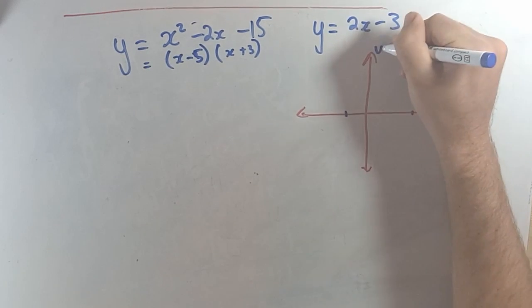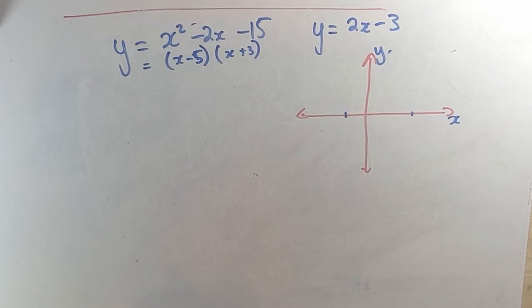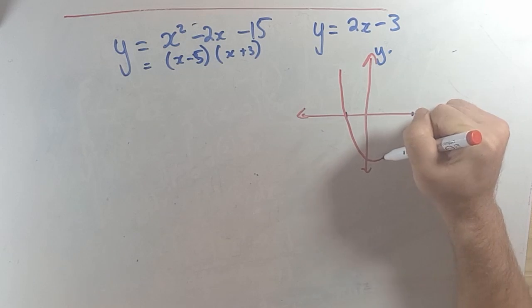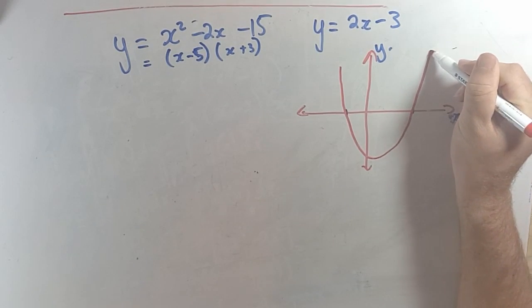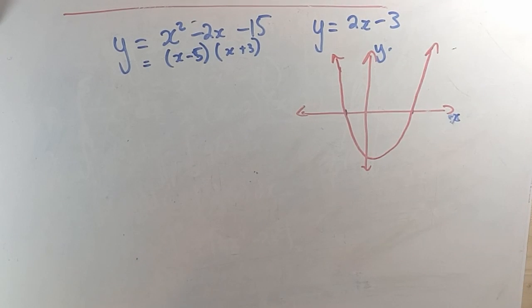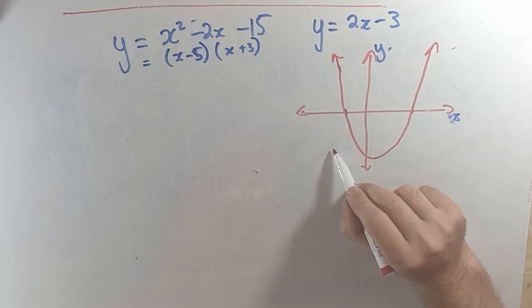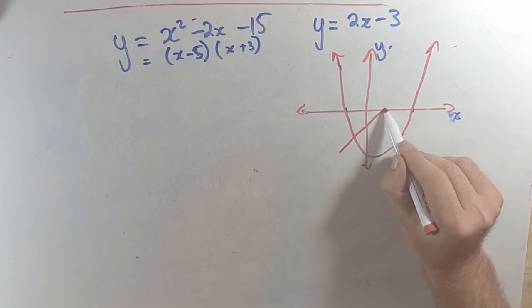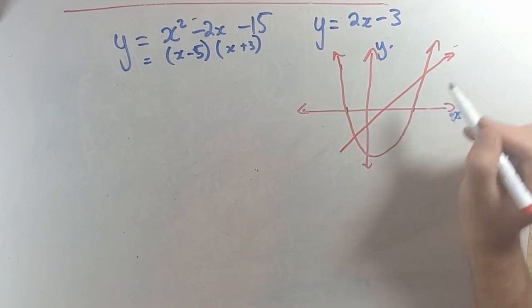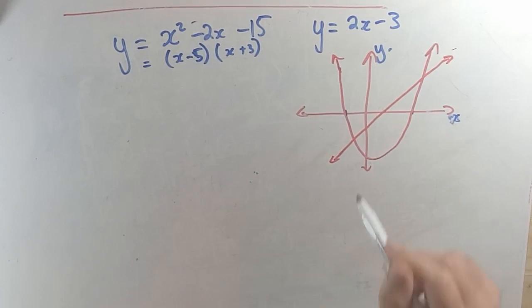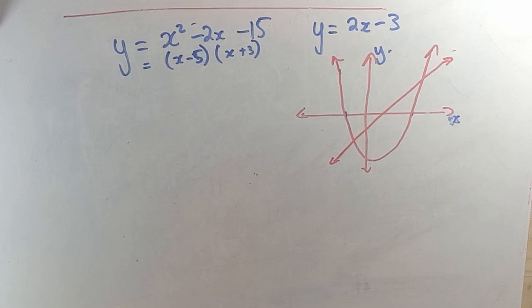Okay, so that's x, this is y. Let's just sketch it in. So we're going to get this graph. It's going to go through negative 15, down like that. Let's just do it all in red. 2x minus 3, something like that. Not to scale, but this is the basic shape we're going to have.